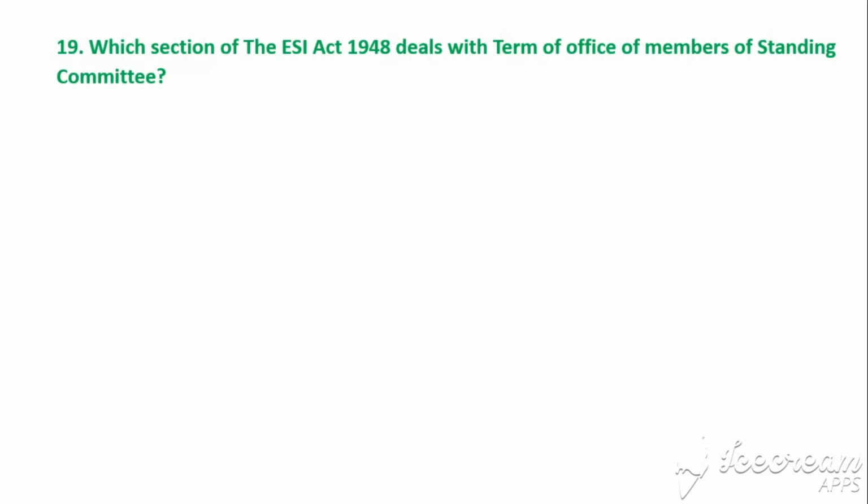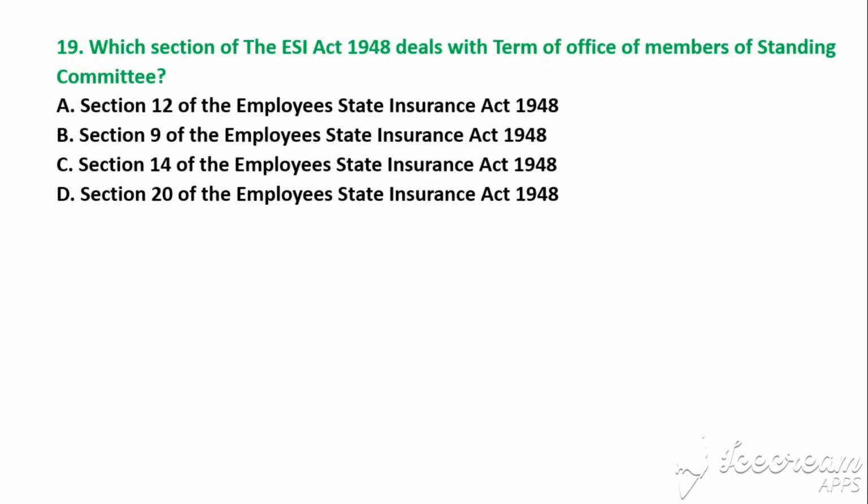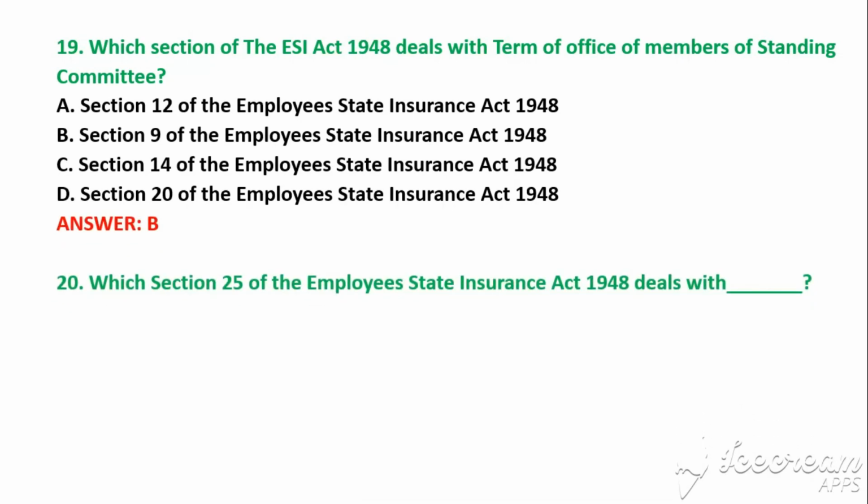The 19th question is, which section of the ESI Act 1948 deals with the term of office of members of the standing committee? The options are section 12 of the ESI Act 1948, section 9 of the same Act, section 14 and 20. Here option B is right. Section 9 talks about the term of office of members of the standing committee. B is right.